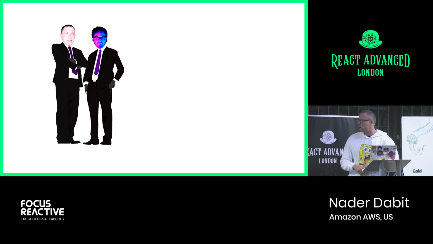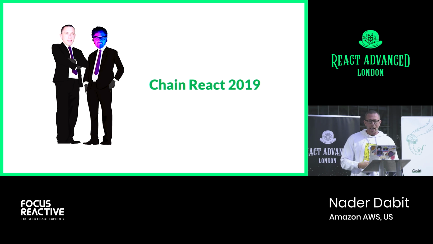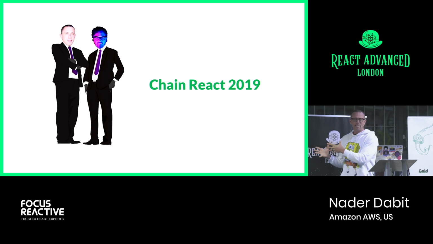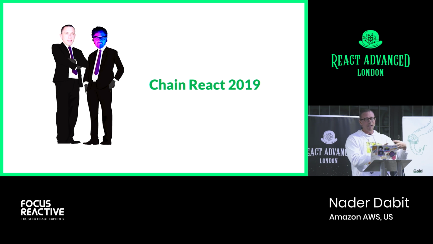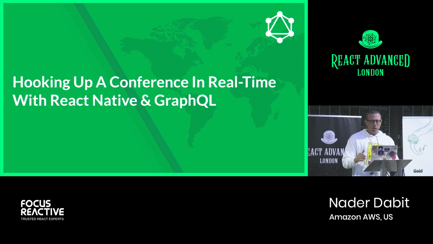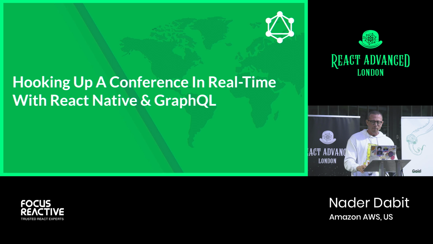So at the end of this talk, Gant Laborde came to me from Infinite Red. They run Chain React. So Chain React is the big React Native conference back in the United States. And he said, what would it take for us to take that discussion panel and bring it into the React Native app that we have for Chain React? And that's really what this talk is about. It's about a couple of other things that I'll also go over. So welcome to hooking up a conference in real time with React Native and GraphQL.